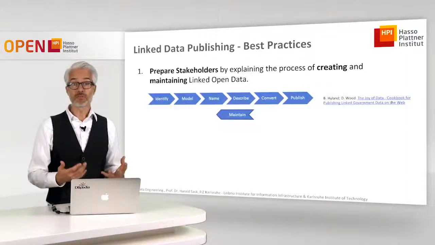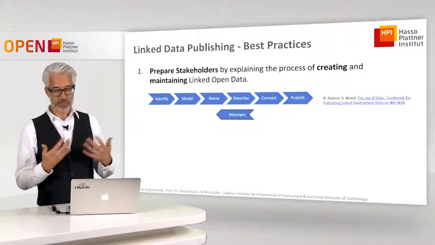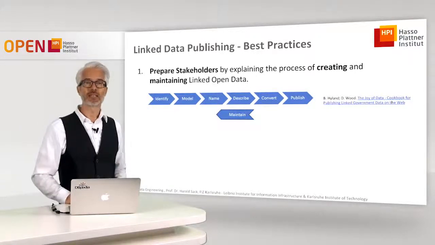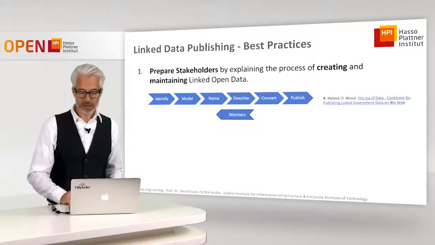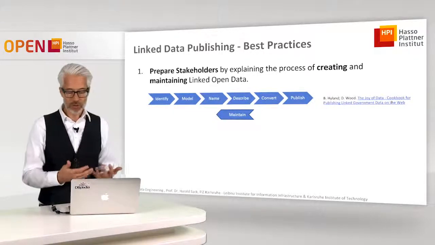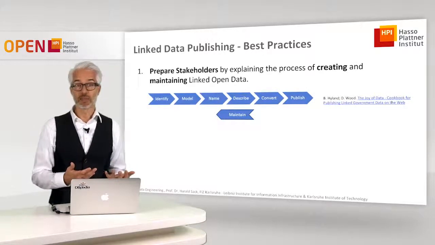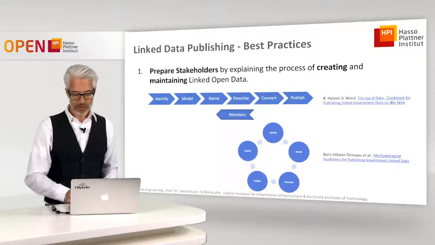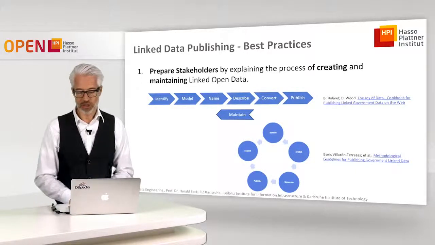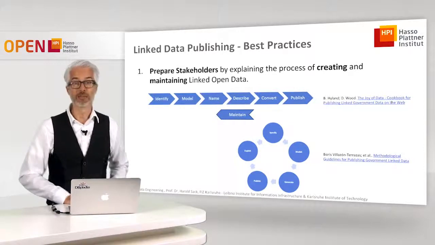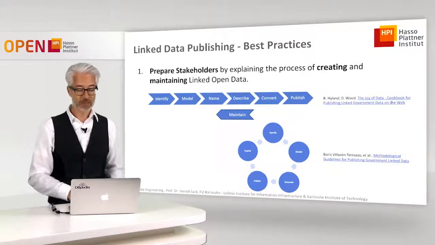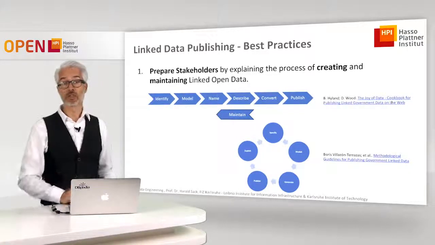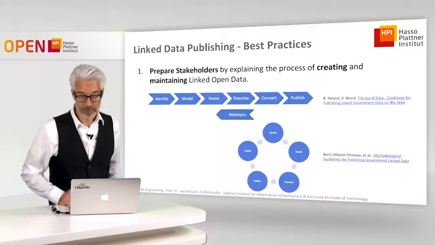And for doing this, of course, there have been published several models for how this process of linked data publishing can be maintained. These are usual projects related to, for example, government data, which should be published on the web, like this one from Hyland and Wood, or also this one. These are guidelines for publishing government linked data from Boris Villazón-Terrazas. So I have provided you links for that, and you can use, of course, these documents that explain the linked data publication process to your stakeholders.